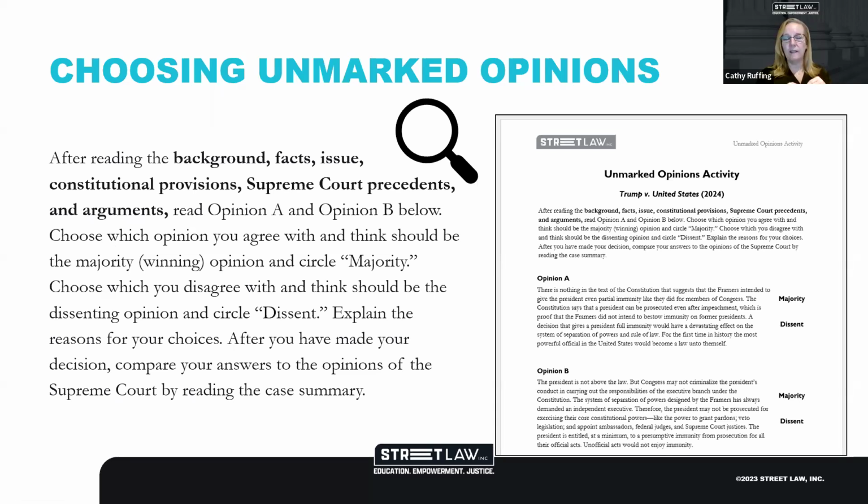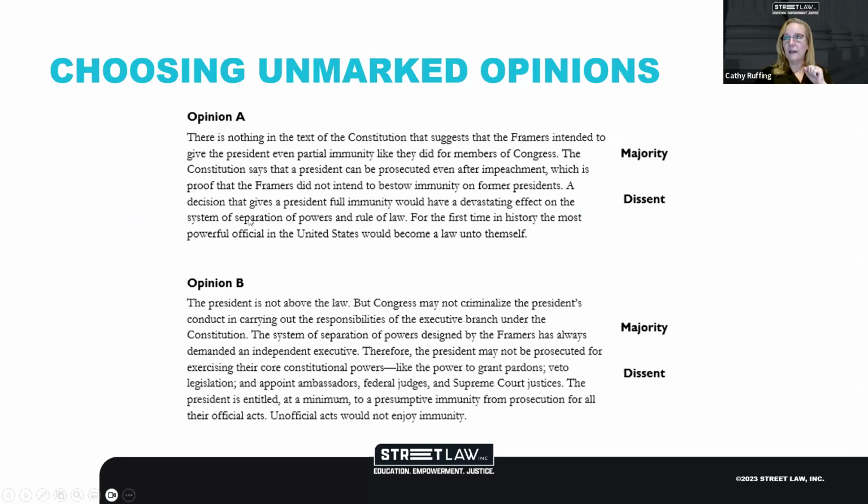Here it says they should read the two opinions and decide which one they agree with and say that's the majority, and which one they disagree with and say that's the dissent. But if your students are studying the makeup of the court, maybe you ask them instead to say which one they think this particular Roberts court found as the majority. You could tweak it in different ways. So up close, this is what it looks like.